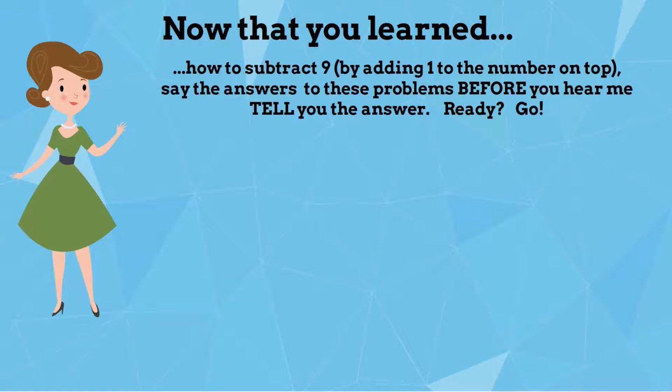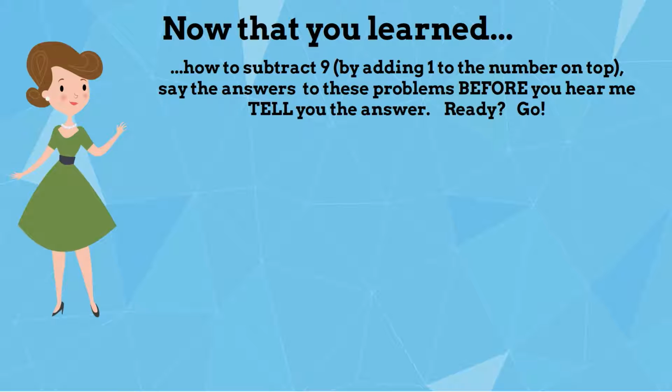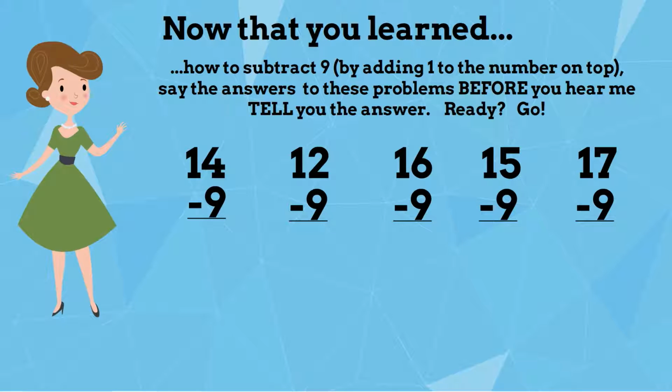Now that you learned how to subtract 9 by adding 1 to the number on top, say the answers to these problems before you hear me tell you the answer. Ready? Go. 5, 3, 7, 6, 8.